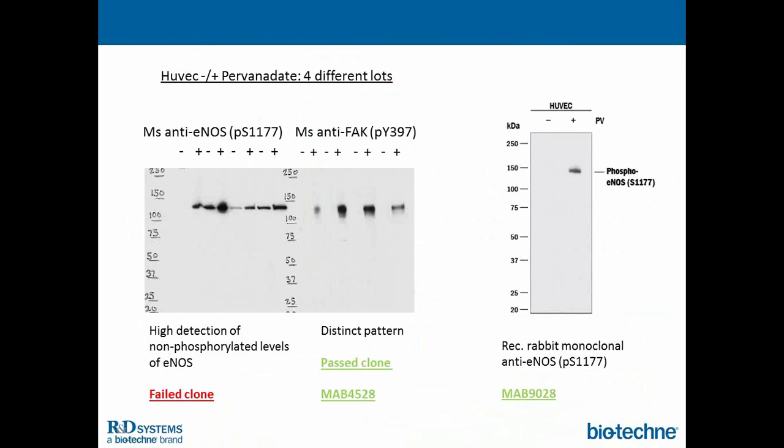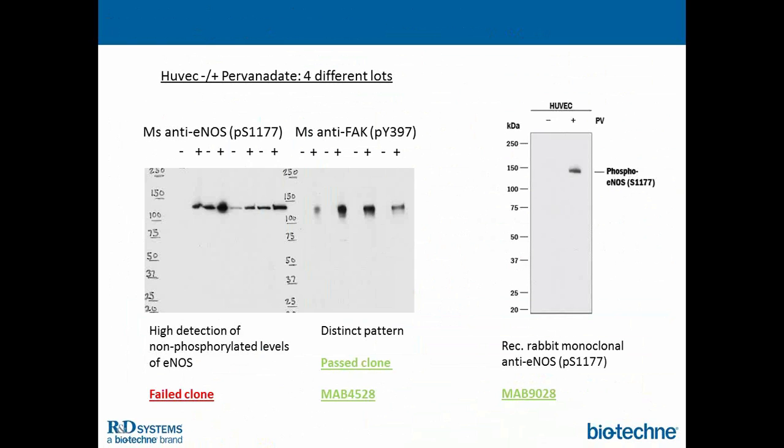Now, we had 2 options at this point. We either had a very low-level detection of phosphorylated eNOS, that was one of the options, or the eNOS phosphorylation is just not affected by the treatment we had in place as much as the FAK. So in order to sort that out, we did a lot more experiments that I'm not going to be able to show, but in the end, we were able to show that the mouse anti-eNOS antibody on the very left was detecting non-phosphorylated eNOS. So at that point, we decided to drop that antibody, drop that clone, and it just went into our failed results.